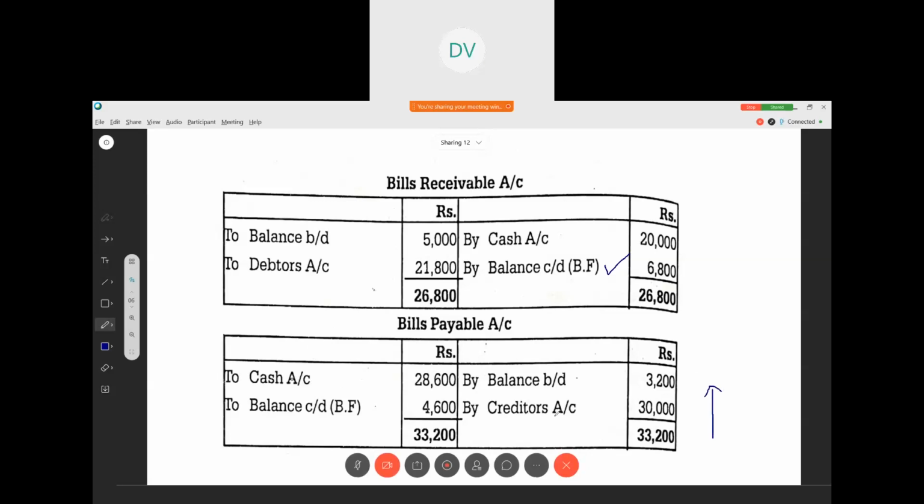That means we have issued the bills payable to the creditors. Opening balance was there. Extra, this much we have issued the bills. Here, this much we paid in cash, that is, made the payment, and closing balance is this. So this we require, 4,600.